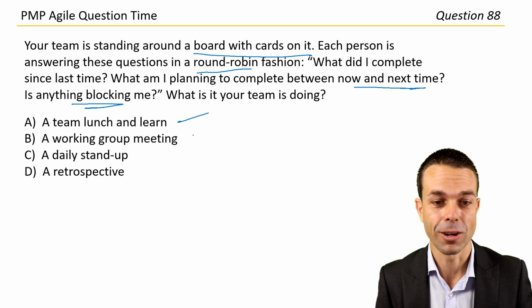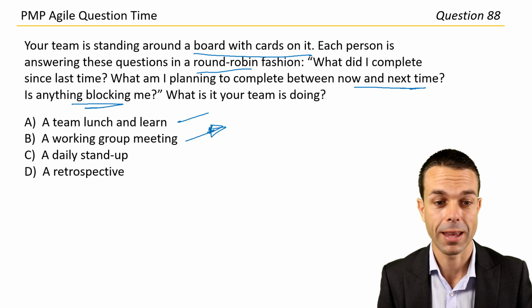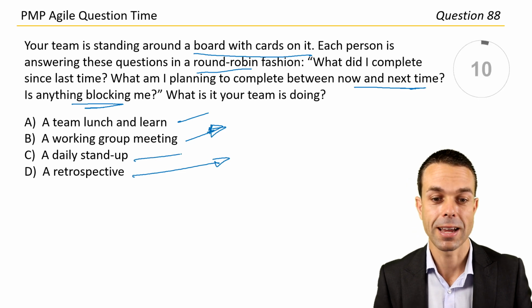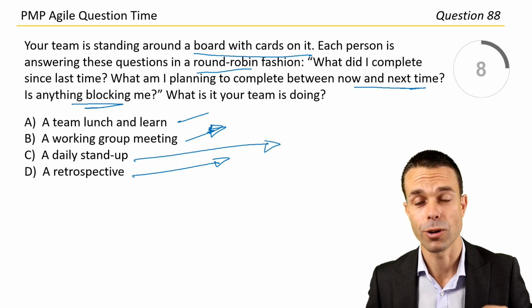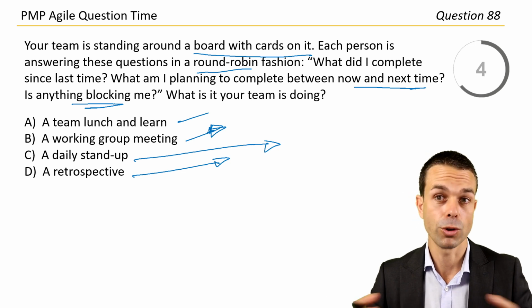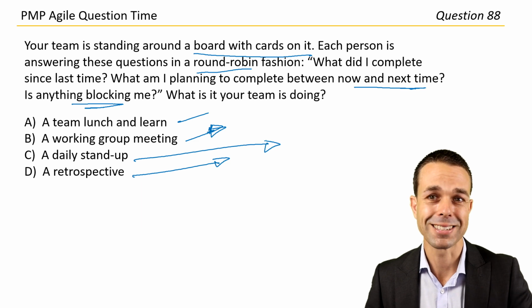It's not a lunch and learn. It's not a working group meeting. You'll see these happen still, but it's not that. It's not a retrospective, although that's still important. It's the daily stand-up where we meet every day for around 15 minutes, hopefully no more, with our small team of fewer than 12 people, hopefully to keep the communication channels small. Let's go with answer C.